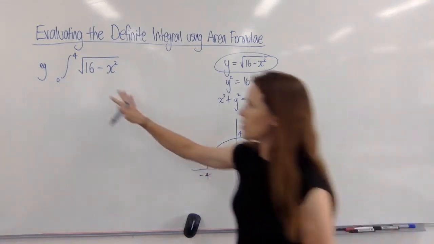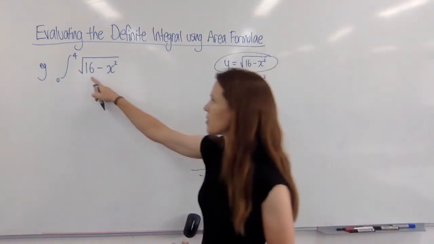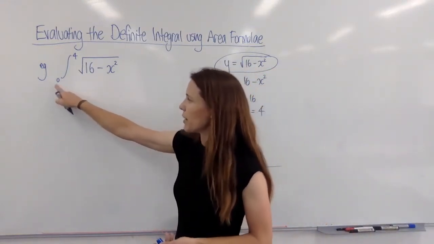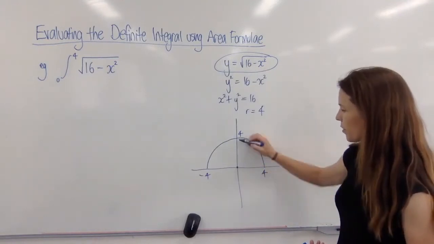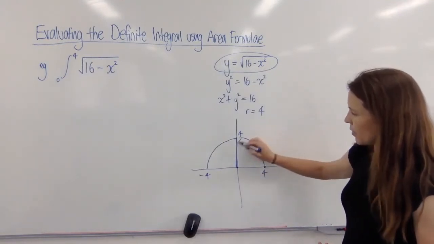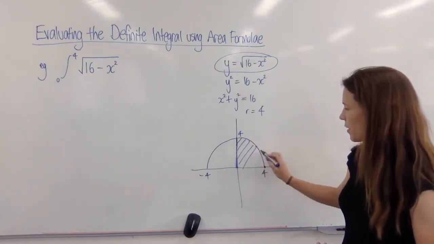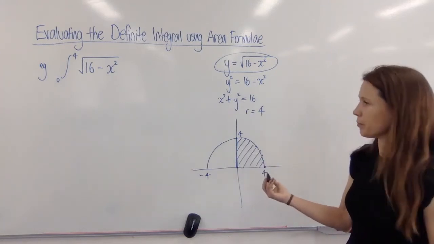So our question is saying, all right, we want to find the area underneath this semicircle, but just between x is 0 and x is 4. So having a look here, when x is 0, we've got this, and when x is 4, we've got this. So in other words, we just want to find this area here. And see how our picture makes sense of it.